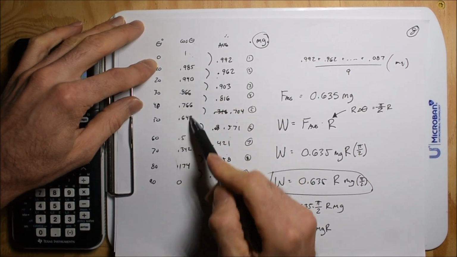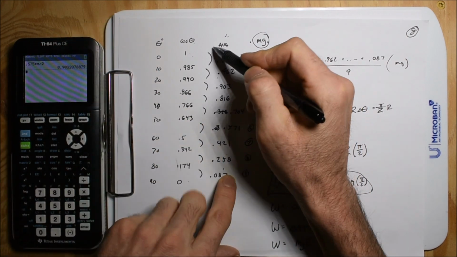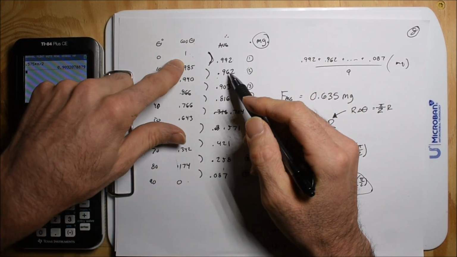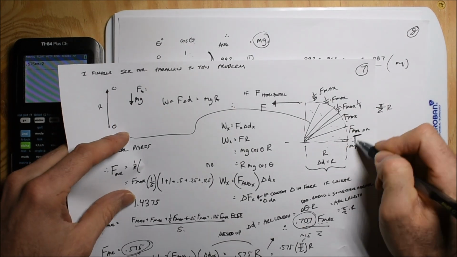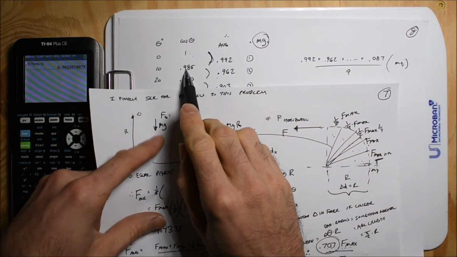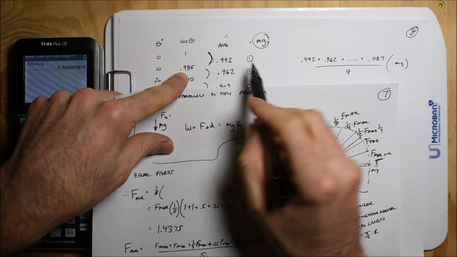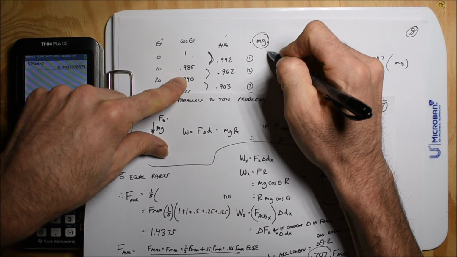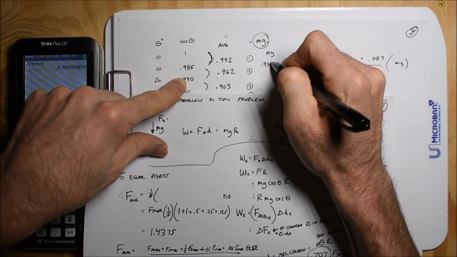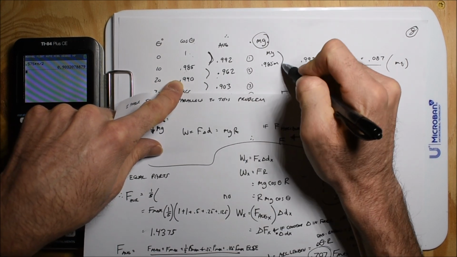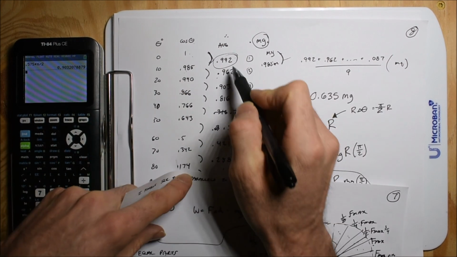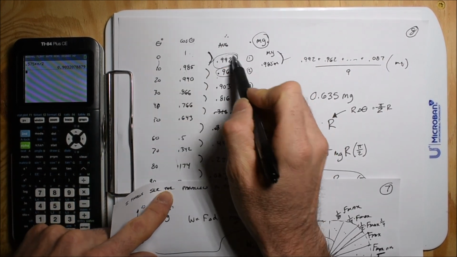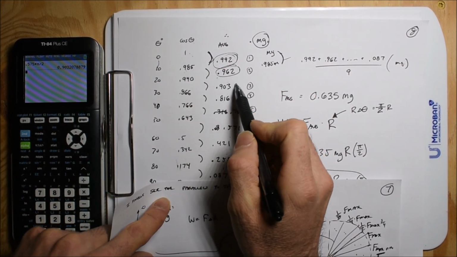Cosine of theta, with all these in radians, and then you average in between. Your force here is mg, but your force at 10 degrees is 0.985 mg. So what's the average? You add this plus this and divide by 2, and there's your average between 0 and 10. Then 0 to 10, 10 to 20, 20 to 30.